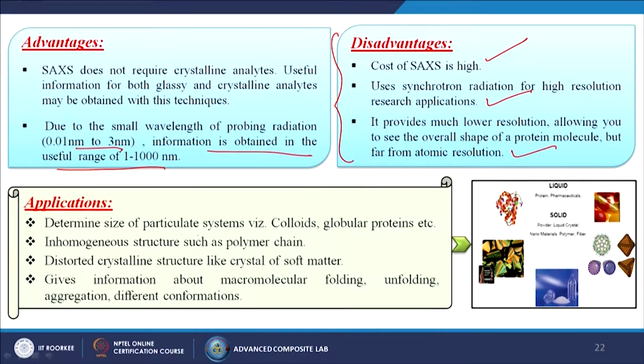Determine size of particulate systems like colloids, globular proteins, etc. Inhomogeneous structures such as polymer chains, distorted crystalline structures like crystals of soft matter. It gives information about macromolecular folding, unfolding, aggregations and the different conformations.